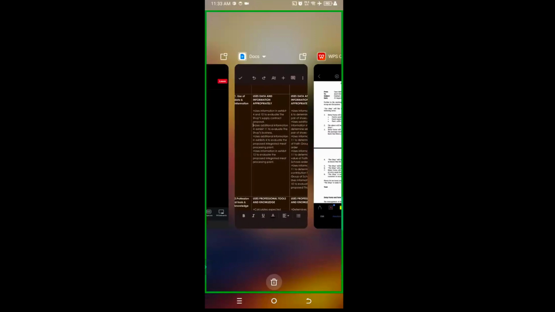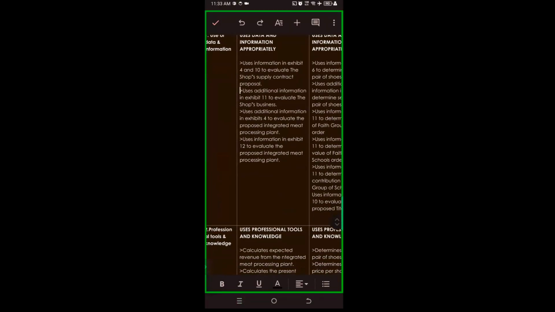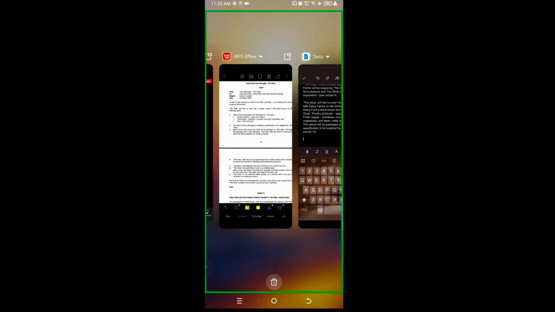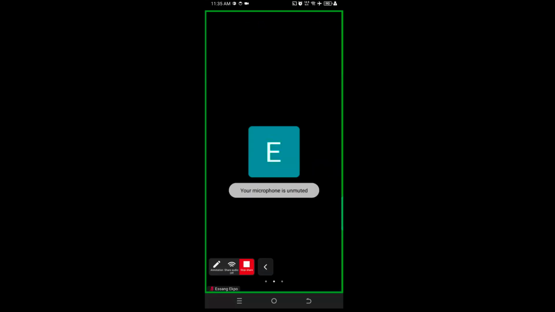So let's see what else. They said to use additional information in exhibit 11 to evaluate the shop's business. I think we have talked about the shop's business, but let's see exhibit 11. Why did Zoom lock me out again? The other time it was because of my network. Now I don't know why.